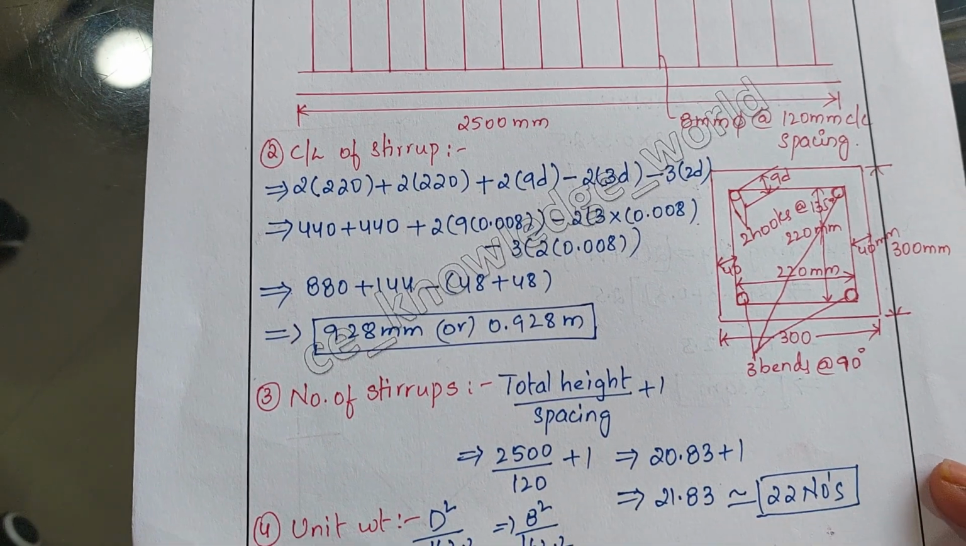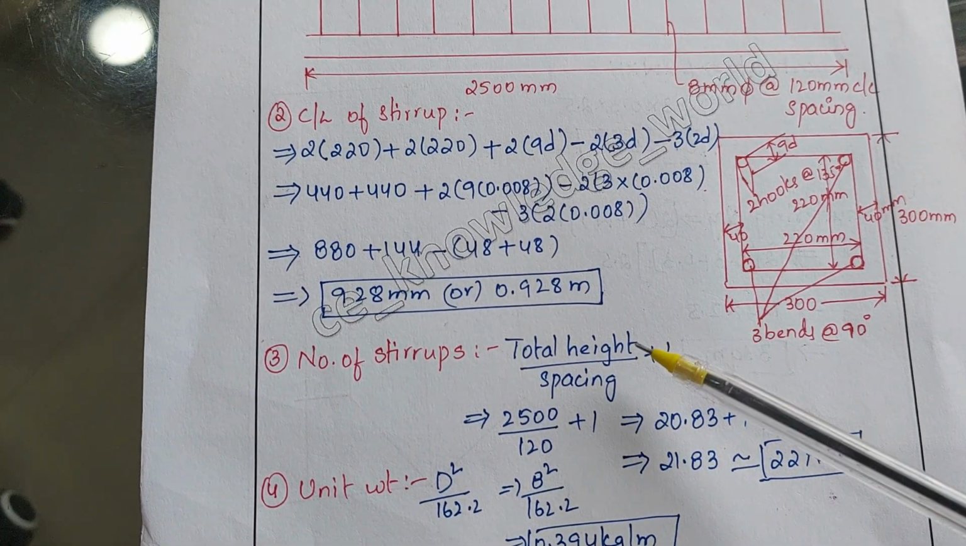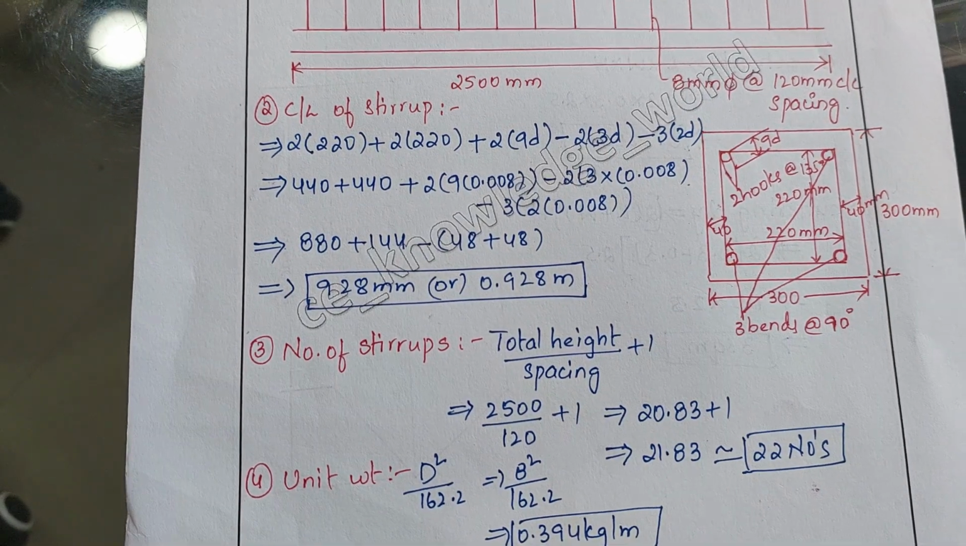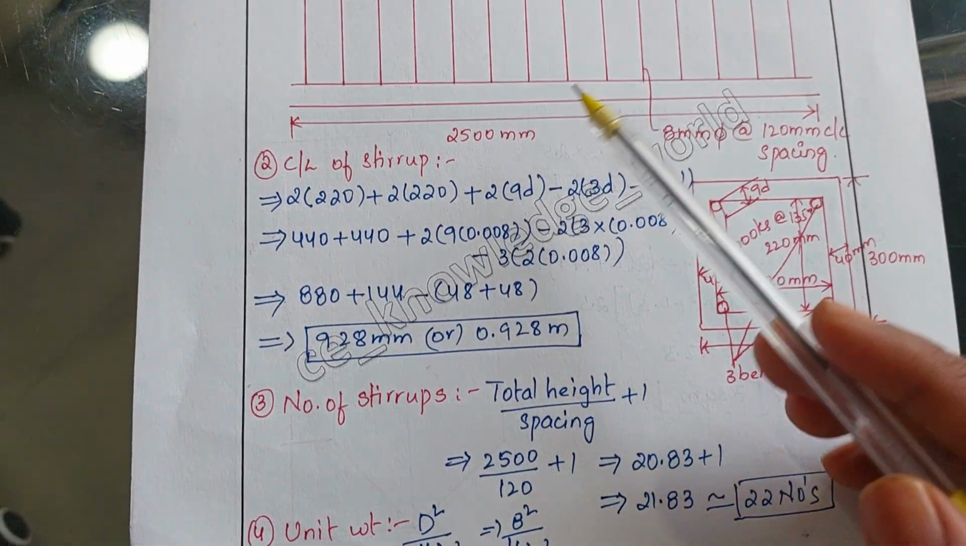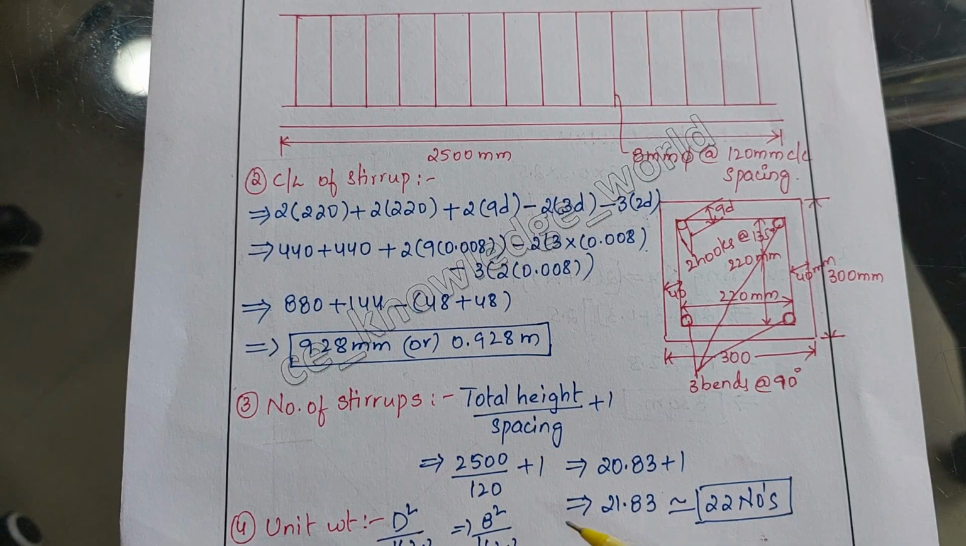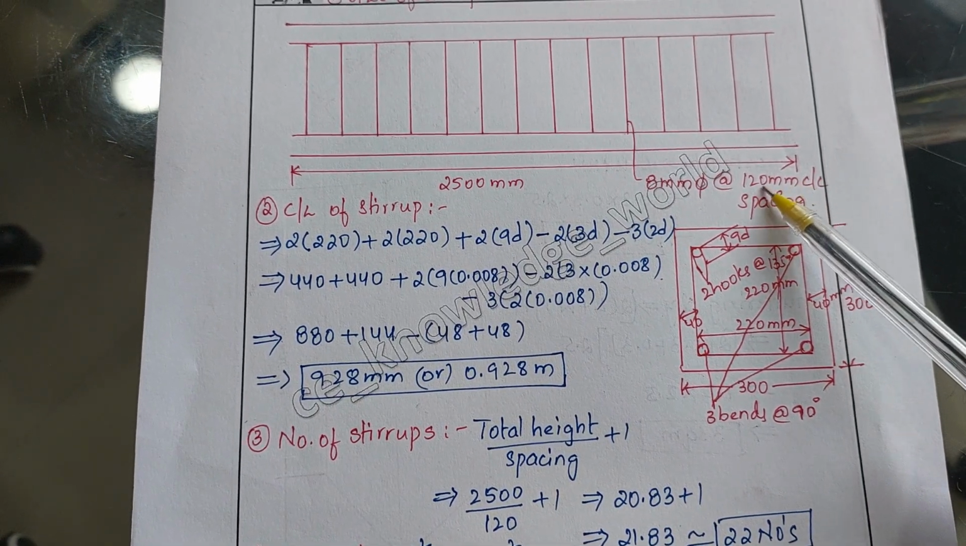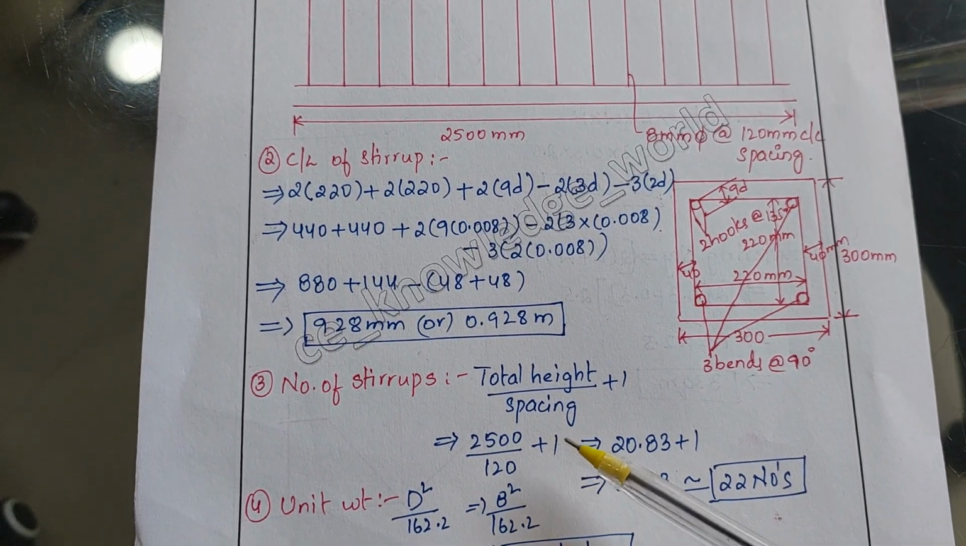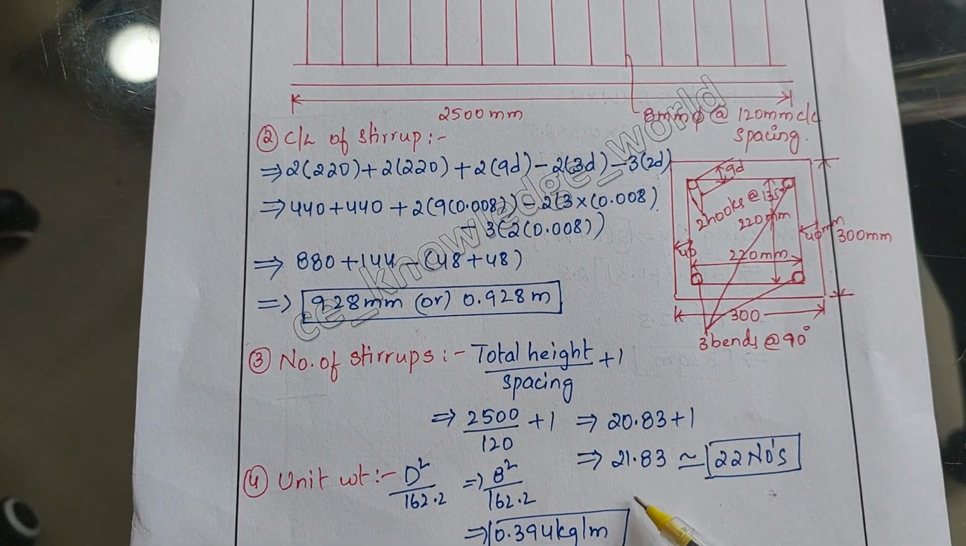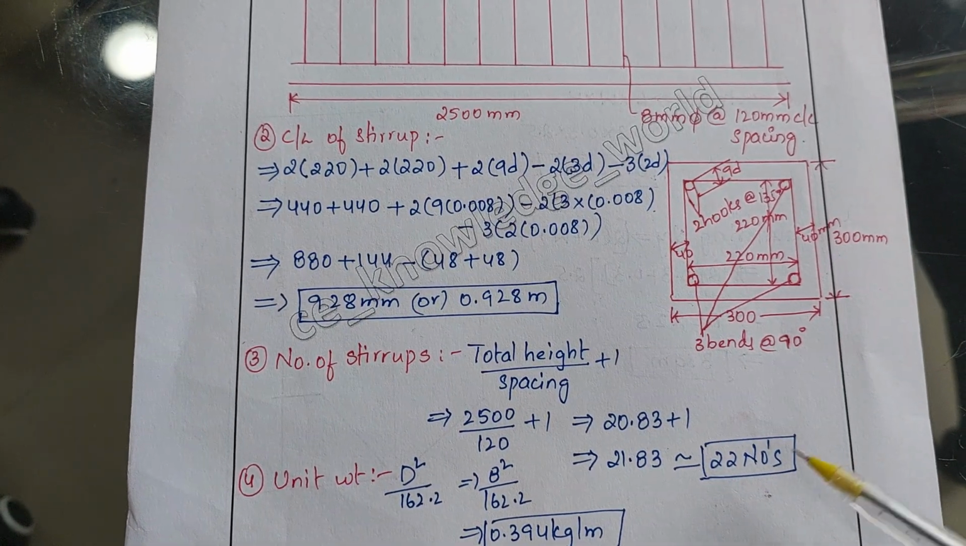So let us now calculate the number of stirrups required. Total height divided by spacing plus 1 is the formula to calculate the number of stirrups. Here the total height is given as 2500 mm and the stirrup spacing is 120 mm. So divided by 120 plus 1 we have to do, so we will get 21.83. Approximately we are taking 22 numbers.